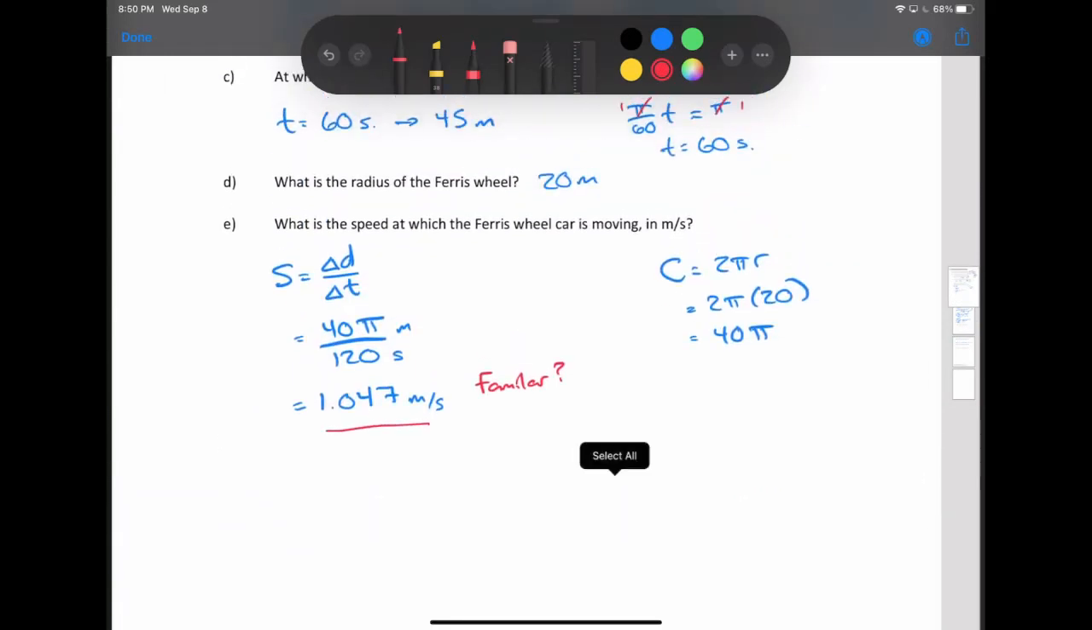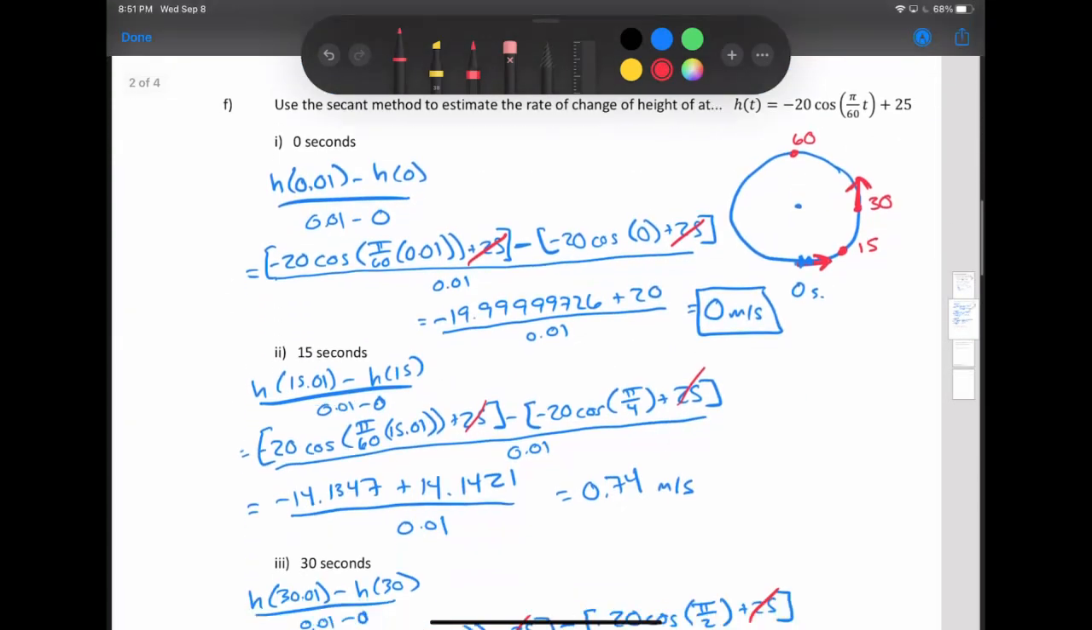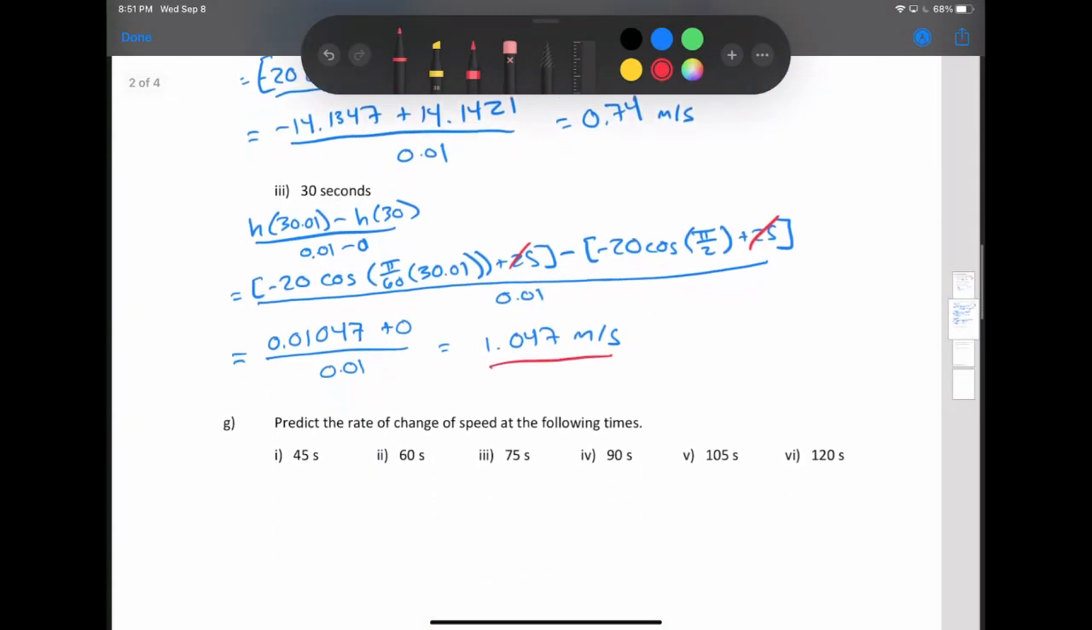1.047 meters per second. Now I mentioned up here that the number looked familiar, and it wasn't because it's the same answer as the one we got below. There's another reason. Of course, we'll have to reveal that in just a moment.